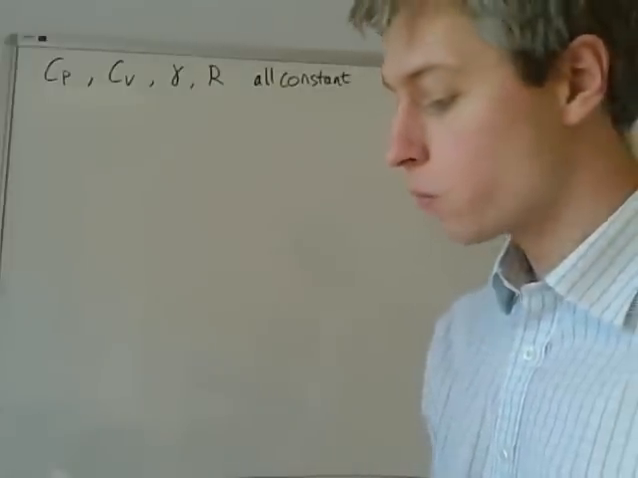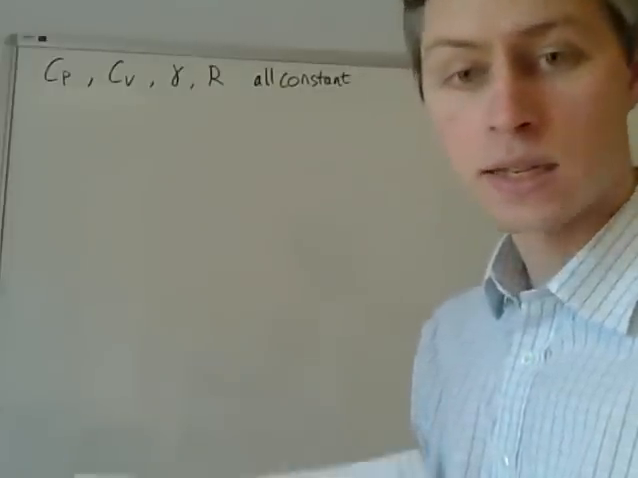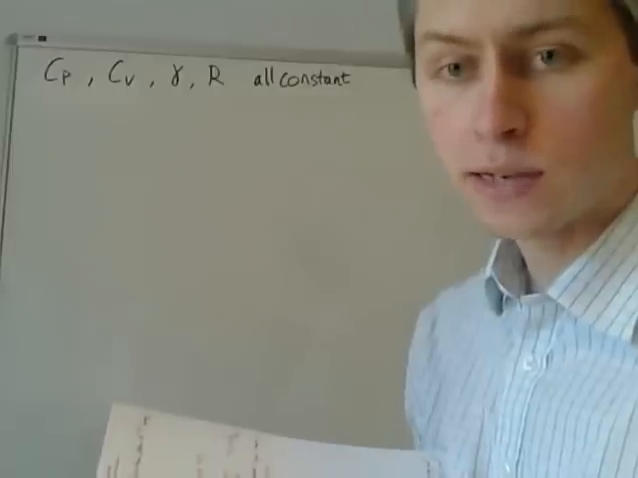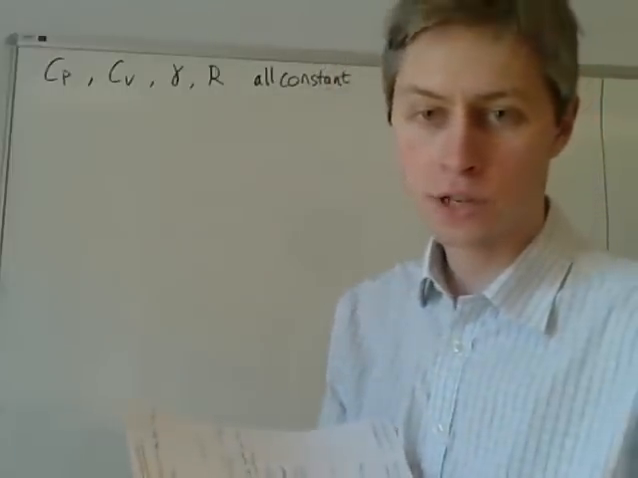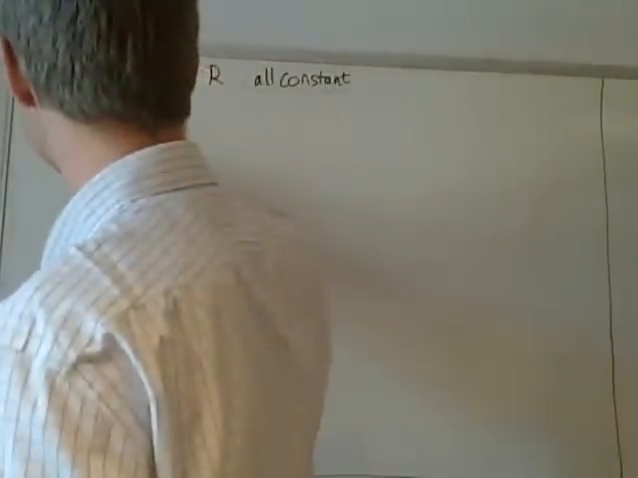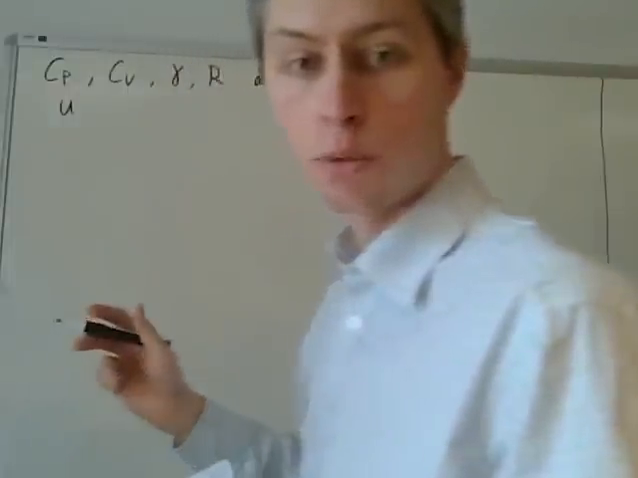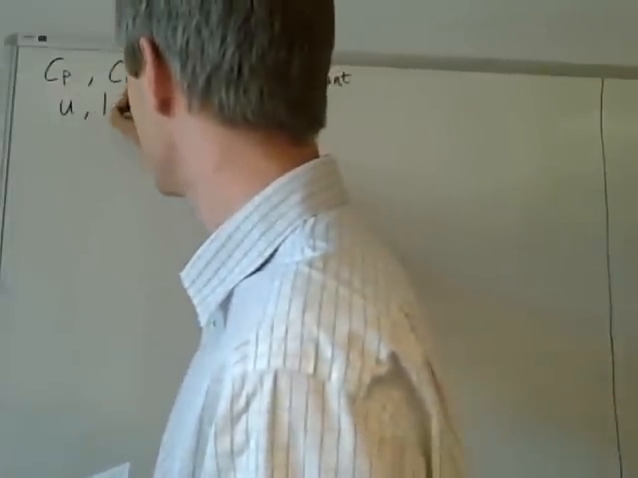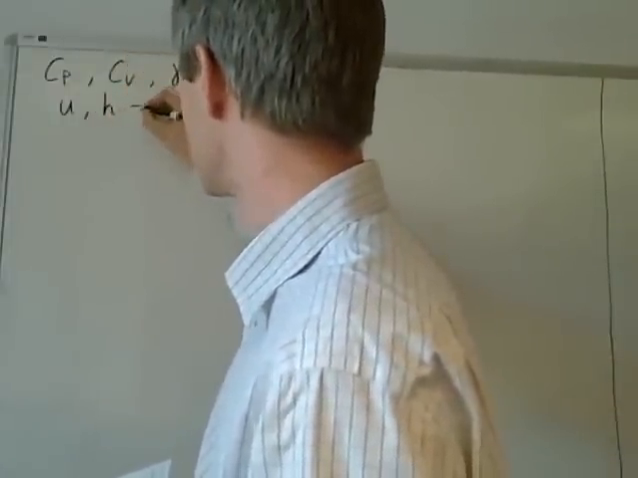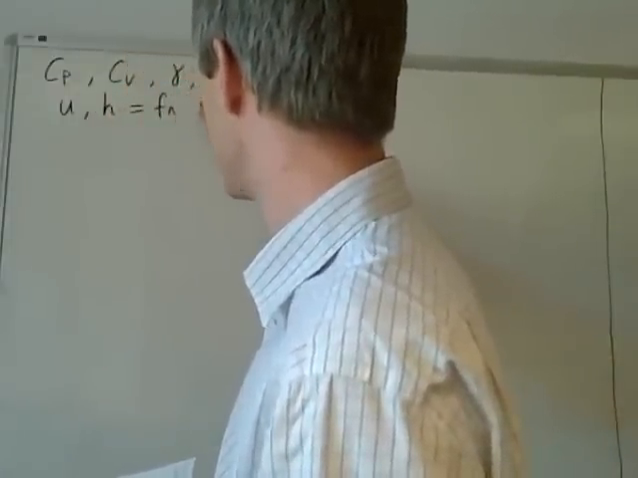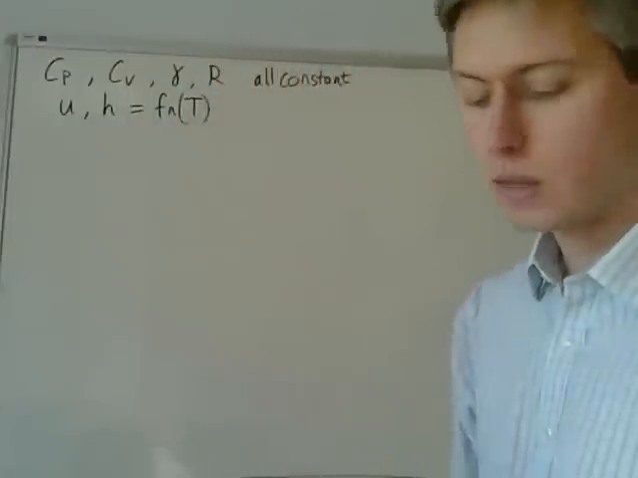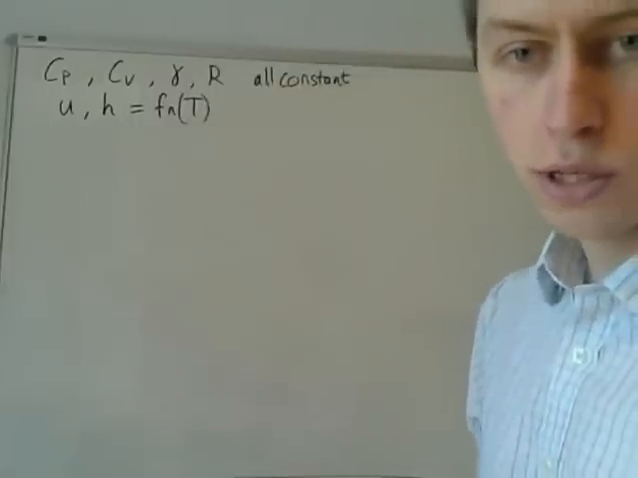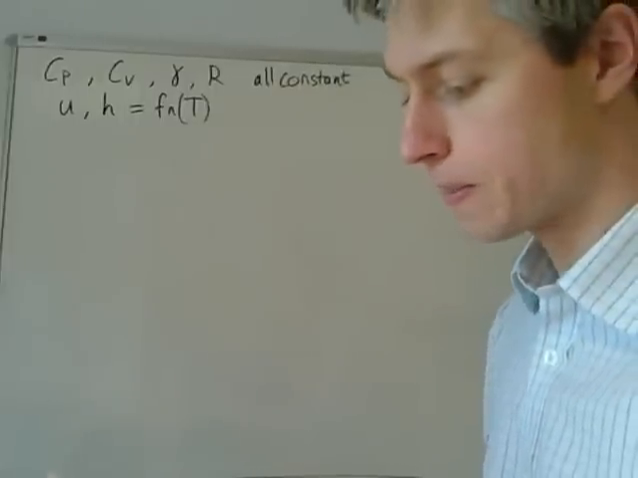Furthermore, we know that for a perfect gas, the specific internal energy and the specific enthalpy are a function of temperature only. So we use letters small u and small h, and these are a function of temperature. Okay? And of course we can also use the ideal gas law.